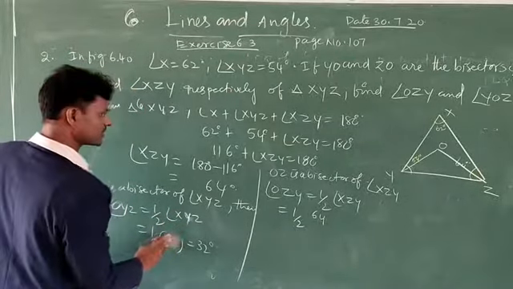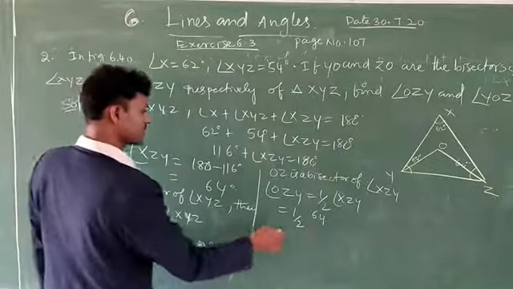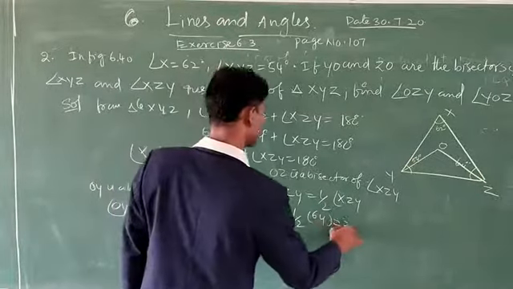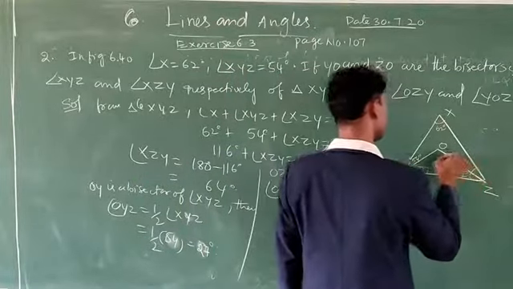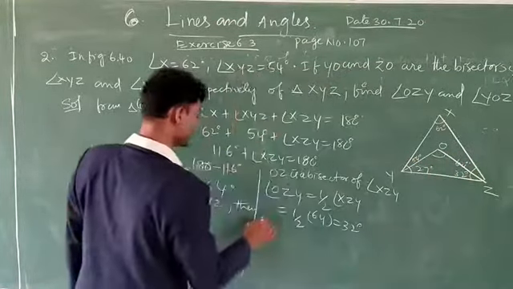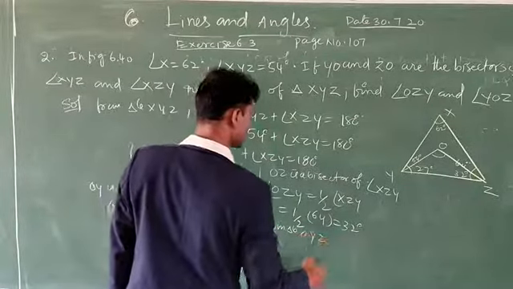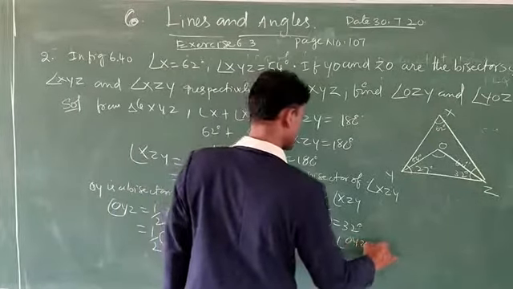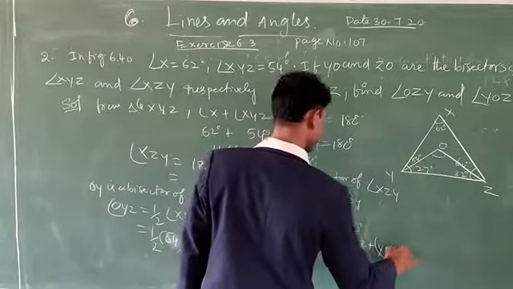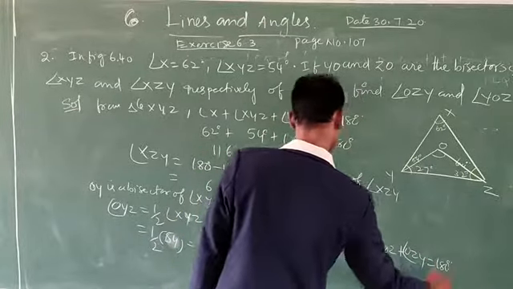Angle XYZ is here 54 degrees as given. This is 27. Now this is 64, which means this is 32 degrees. This is 27, this is 32 degrees. Now you can find this angle. That's why, from triangle OYZ, angle OYZ plus angle YOZ plus angle OZY is equal to 180 degrees.